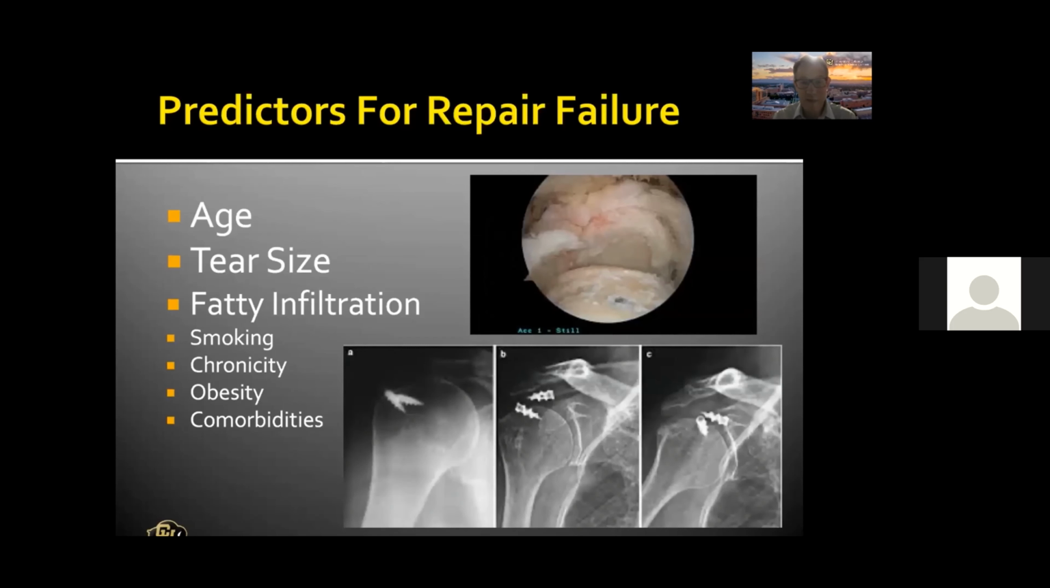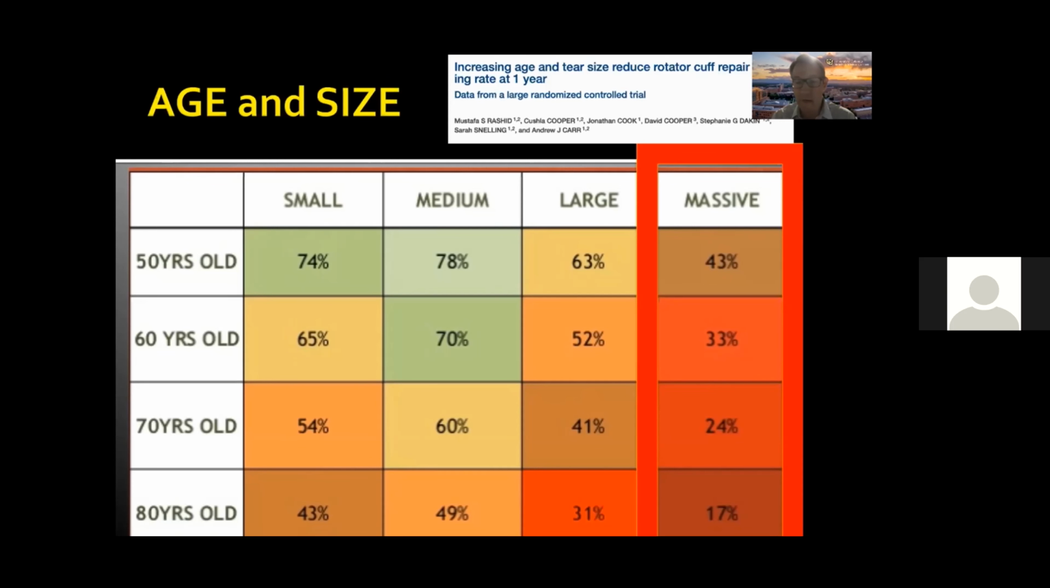So if you look here, as you focus on the massive tears, which we're talking about today, patients 50 years and older have a 43% chance of healing, whereas patients 80 years old and older have 17% chance of healing. So really poor healing rates overall once you get into that massive tear category, and very poor once you're in that 70 to 80 year old age range.